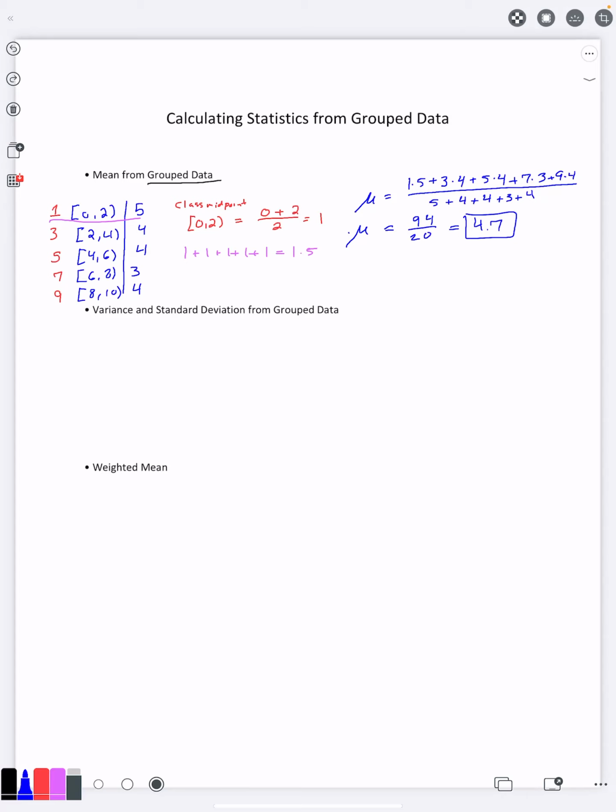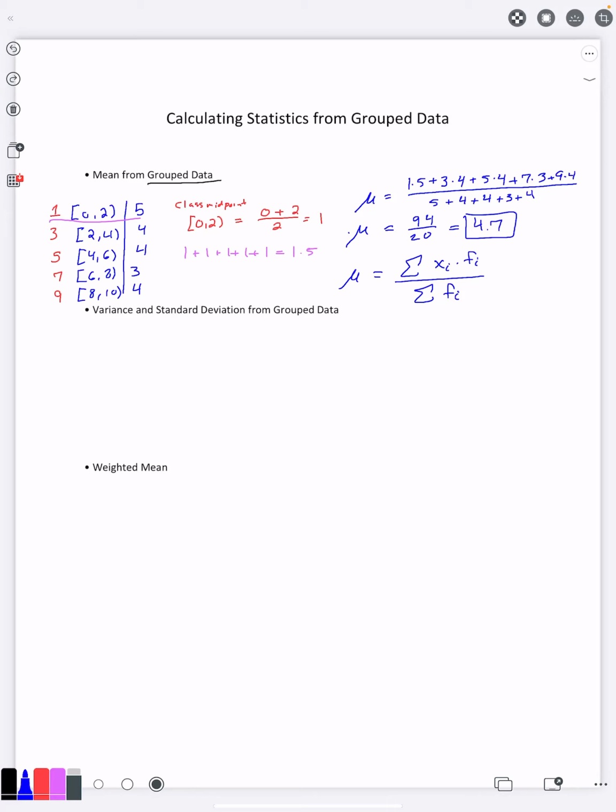This is how we do it. Now, if you want to think about what we did, there's a way we can write it as a formula. We take our class midpoint, which I'm going to call xi, multiply by how many things were in there, the frequency, and then divide by the total number of data points, that's the sum of fi, adding up all the frequencies. So that would be your formula that would tell you your mean for grouped data.